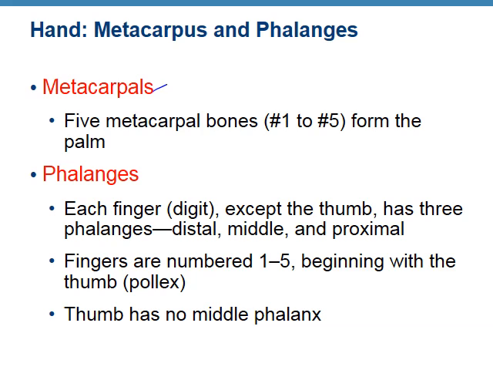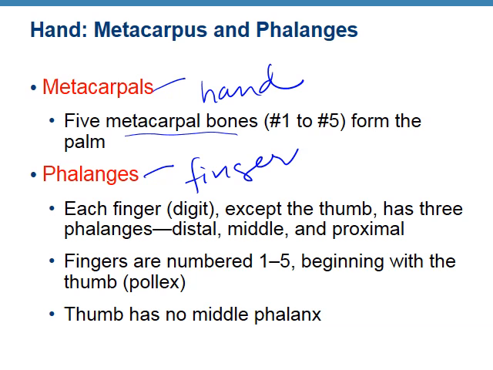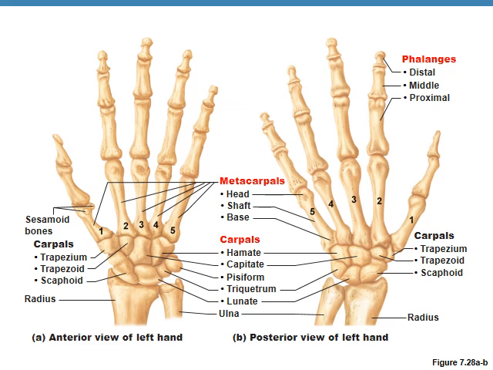So now we have metacarpals and phalanges. So the metacarpals, these are the bones of the hand. And then your phalanges are your fingers. So we're going to look at how they're named, and we'll look at the digits of the phalanges in just a second. There's a distal phalanx, a middle, and a proximal phalanx, and all together they make up phalanges. Great figure here to go through carpals and metacarpals and phalanges.